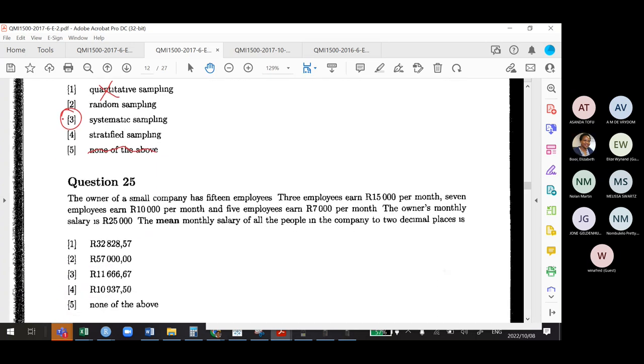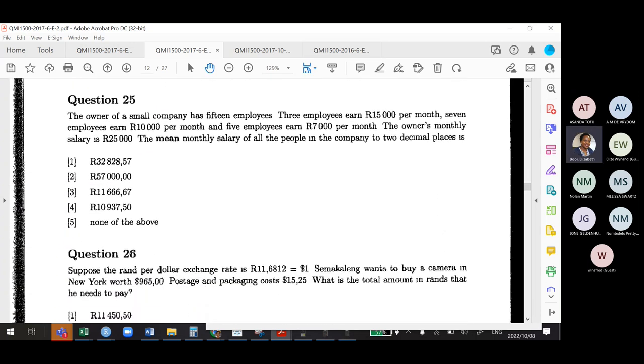Okay. Let's then move to question 25. The owner of a small company has 15 employees: 3 employees at 15,000 per month, 7 employees at 10,000 per month, and 5 employees at 7,000 per month. The owner's monthly salary is 25,000. The mean monthly salary of all people in the company, to 2 decimals, is? That is your exercise, not mine.